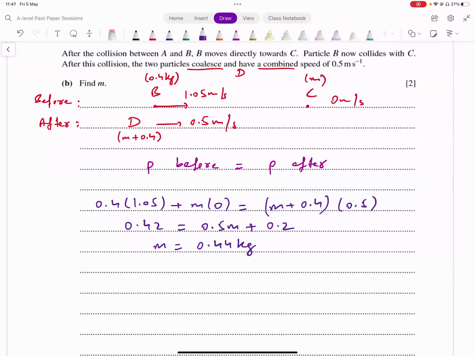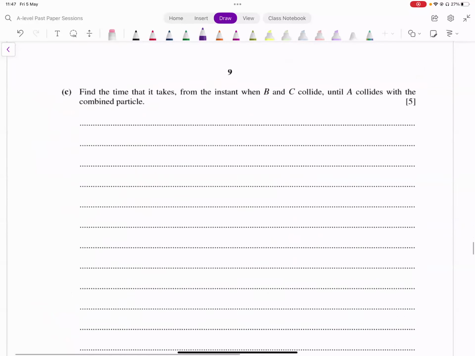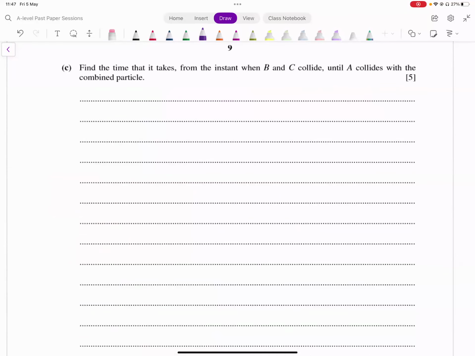Okay, that was the second part. First two parts, काफी आसान थे. Let's move on to the next one. Now it says find the time that it takes from the instant when B and C collide until A collides with the combined particle. Okay, now that's interesting. This is something that will need some thinking. From the instant when B and C collide until A collides with the combined particle.